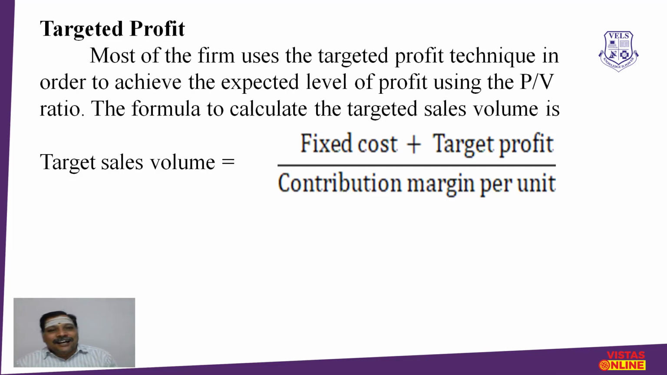Now, let's move to the next level, that is targeted profit. Safety margin is in order to avoid the loss. Target profit is in order to achieve some level of output. Most firms use the targeted profit technique in order to achieve the expected level of profit using the profit volume ratio, PV ratio, as we used to call it. The formula to calculate the targeted sales volume is fixed cost plus targeted profit, that is expected profit, divided by contribution margin per unit. What is contribution margin? It's nothing but the difference between the selling price and the variable cost per unit.